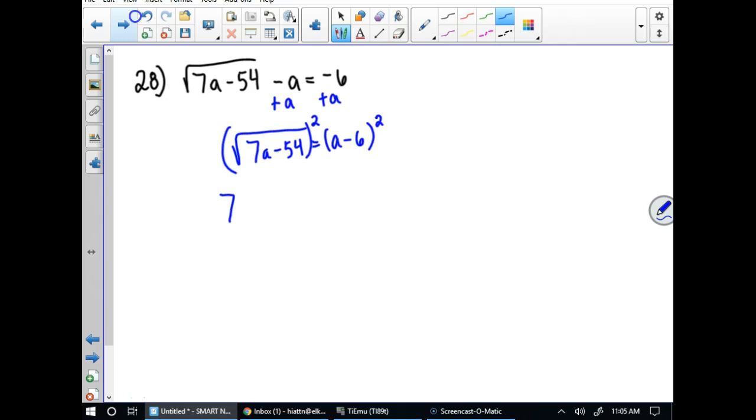So on the left-hand side, we're going to have 7a minus 54. On the right-hand side, we have to square, double square. You have to write that twice if you need to, but I'm going to use the shortcut this time. A squared is a squared. The middle is negative 6a, and if we double it, we'll get negative 12a. And square the last, so we get plus 36. If you don't like using that shortcut, that's fine. Write it over to the side, a minus 6 times a minus 6, and distribute there.